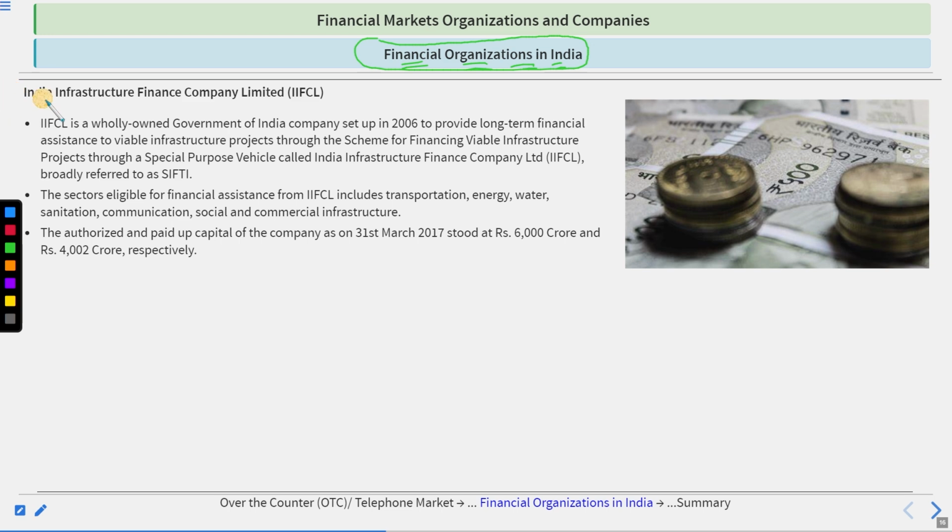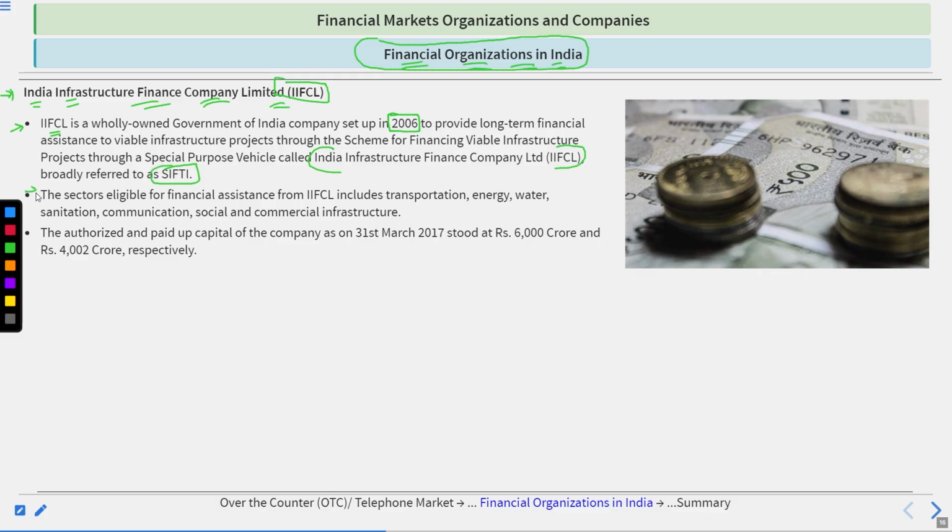First is India Infrastructure Finance Company Limited, IIFCL. IIFCL is a wholly owned Government of India company set up in 2006 to provide long-term financial assistance to viable infrastructure projects through the scheme for financing viable infrastructure projects through a special purpose vehicle called the India Infrastructure Finance Company Limited, IIFCL, broadly referred to as the SIFTI.